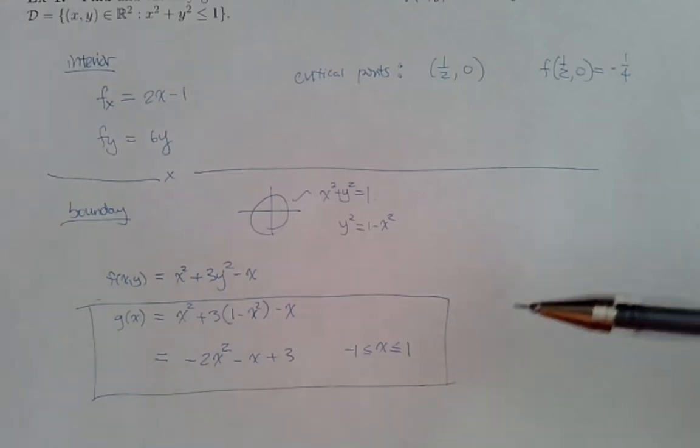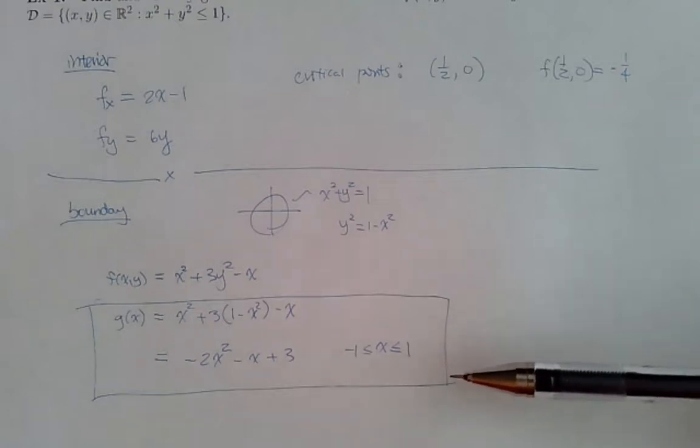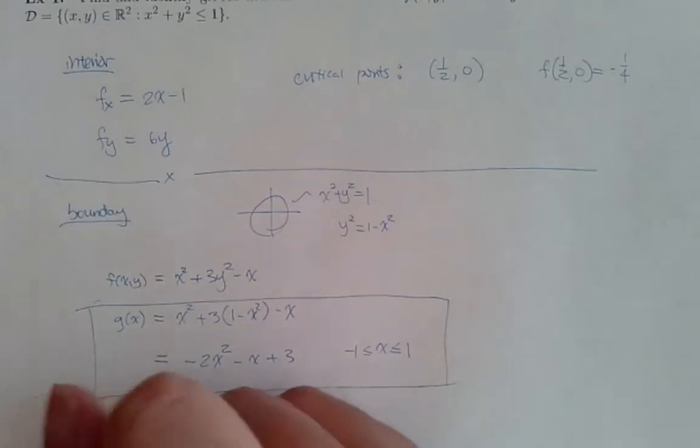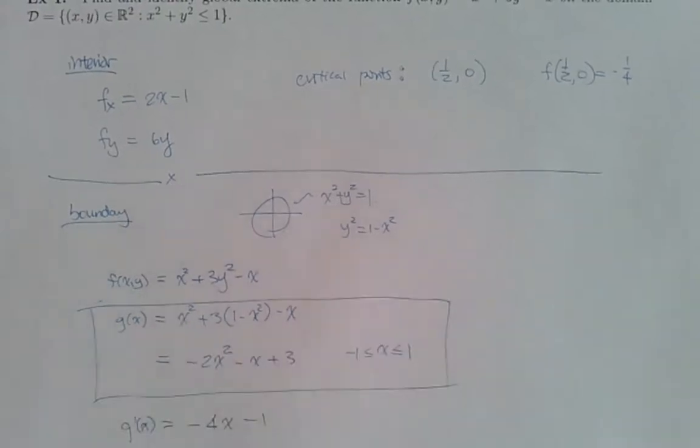The only reason why this problem is hard is just it's long. You have to keep going, right? But you already know how to do this. How do I find the min and max of that single variable function? Well, take the derivative, find the critical points. So that is the derivative.